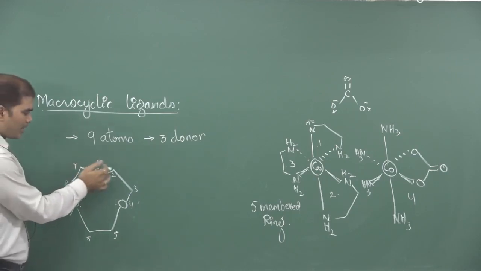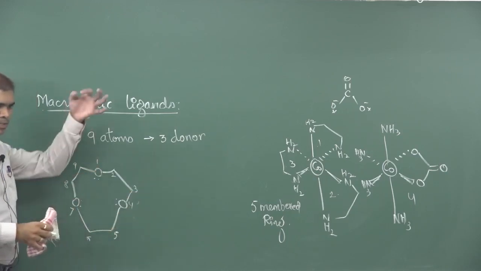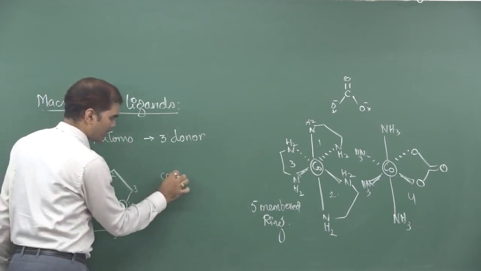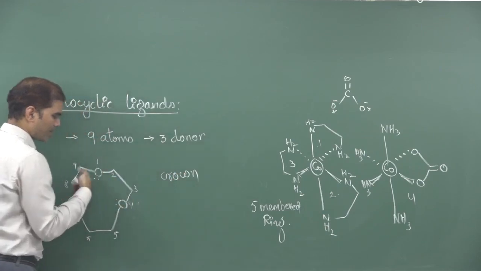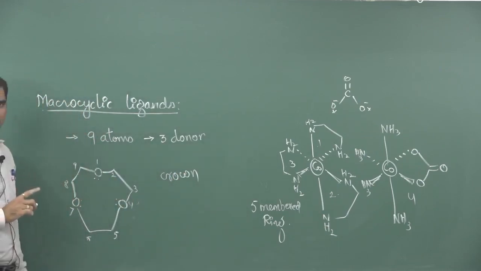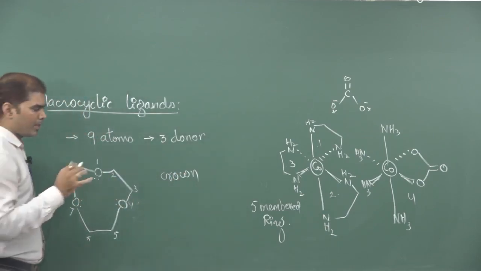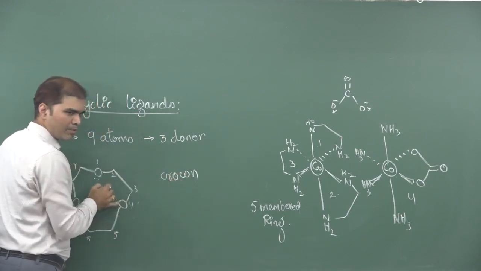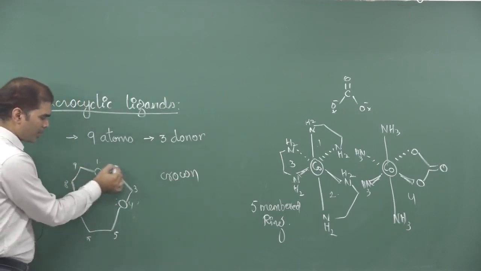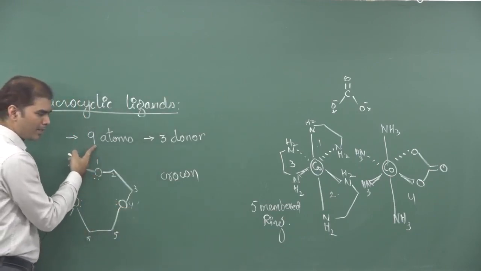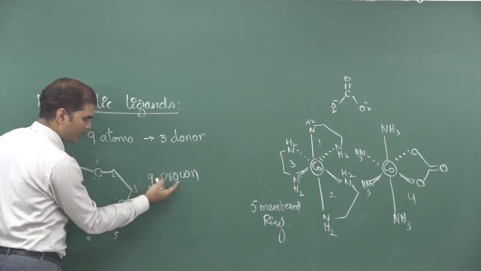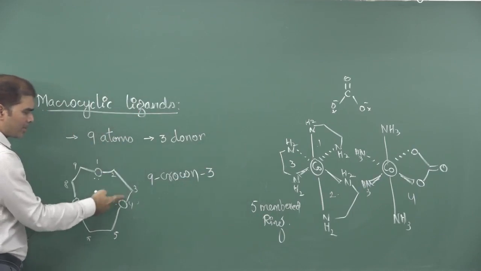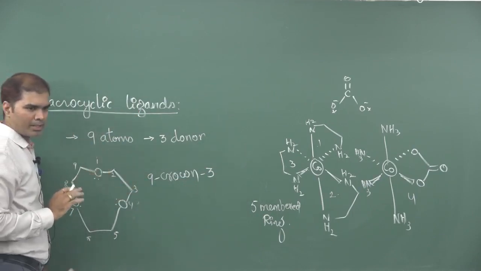What is the name of this cycle? Generally these are like crowns. These are just like crowns. So the name of the class is called a crown. We call them crowns. Whenever the donor atom is oxygen, you call it an oxa compound or ether. So this is a crown compound, which is an ether. At the same time, the total number of atoms present in it is 9, so I put it as 9 hyphen crown. What is the number of donor atoms? 3. I call this macrocycle 9 crown 3. It is a 9 crown 3.